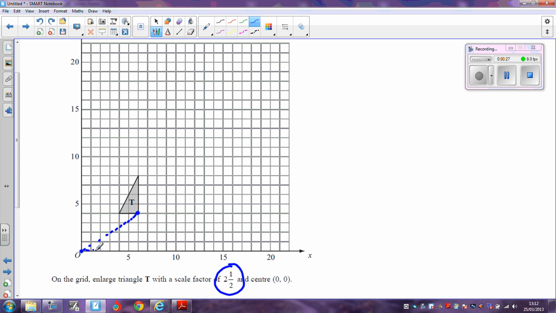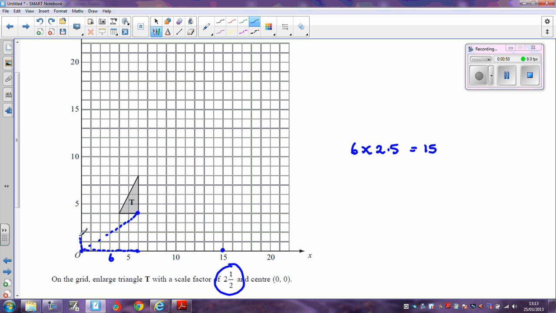Slightly easier, though, is to think what this distance is. That distance is 6 units from there to there. If I do 6 multiplied by 2.5, then 6 times 2.5 is 12, no, that comes out as 15. So I know that the new corner, instead of being 6 units to the right of the center of enlargement, is going to be 15 units. So the new corner is going to be somewhere here.